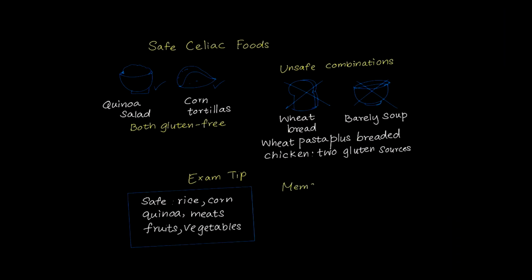Here is a D444 OA exam tip for you. Safe celiac foods equal rice, corn, quinoa, meats, fruits, and vegetables. Memory hook: naturally grown, naturally safe.